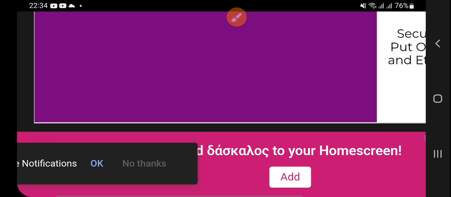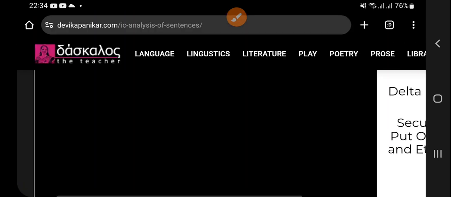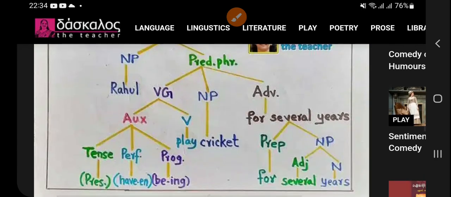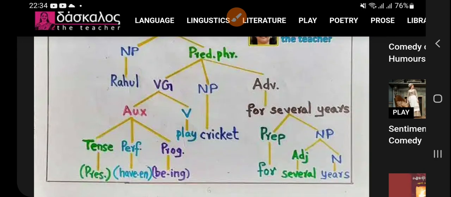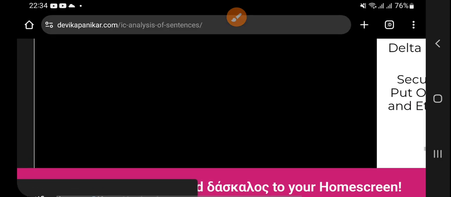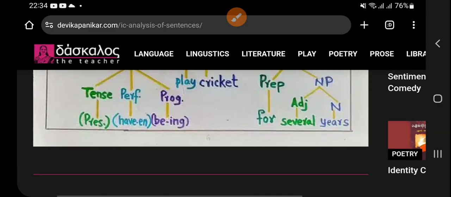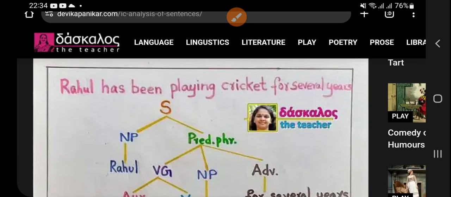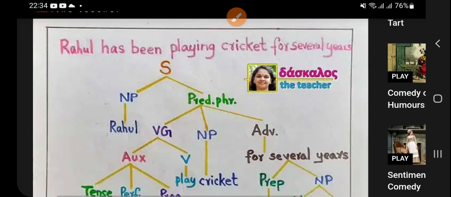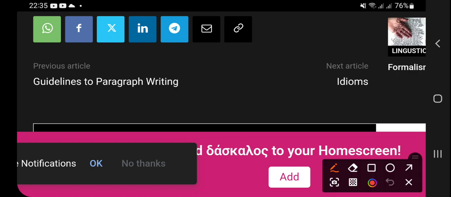So that is a very beautiful discussion and a good example. I think you must have got something here. Actually the page is not given, I was looking for a blank page, otherwise I would have told you. This sentence can be divided or analyzed this way also: Rahul has been playing cricket for several years.